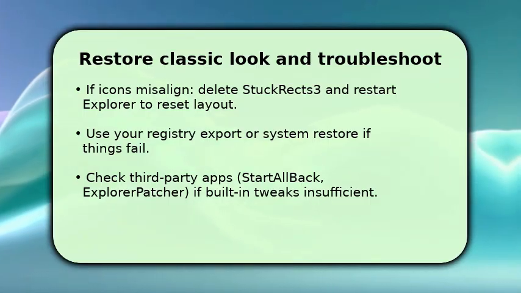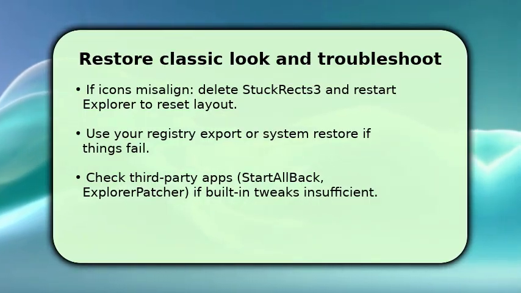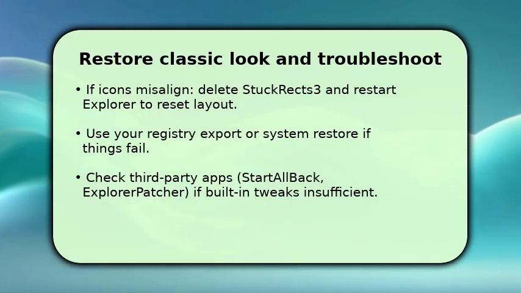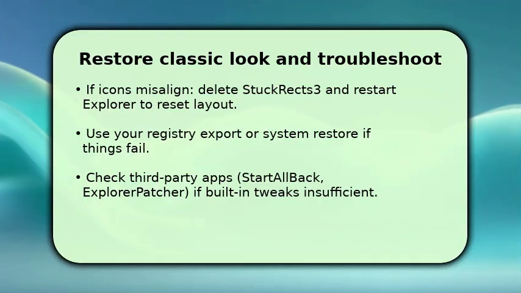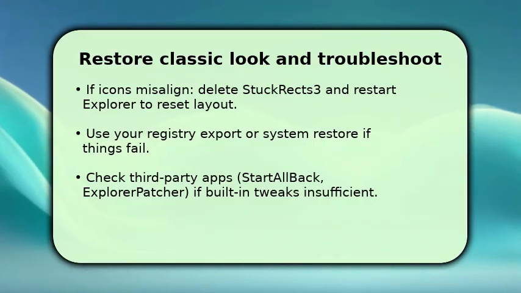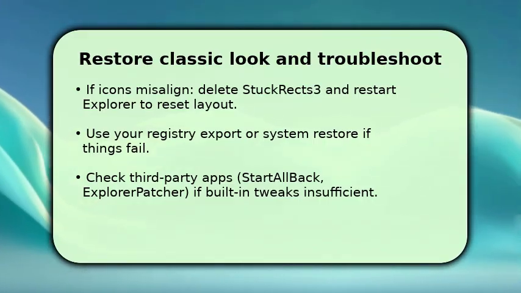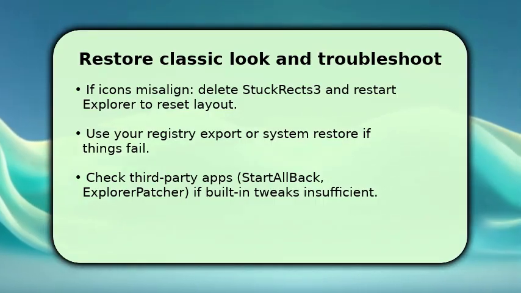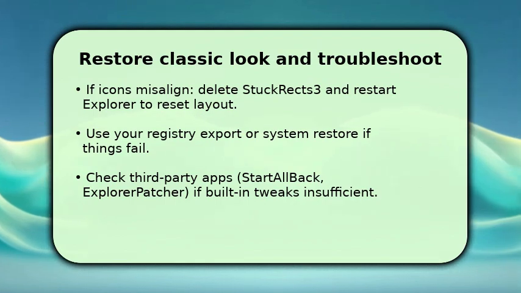If icons misalign or taskbar is unstable, delete StuckRects3 and restart Explorer to reset the layout, then reapply your preferred DWORD values. If the registry edits don't achieve the exact classic look, use your exported backup or a system restore to revert safely. As a troubleshooting tip, try a reputable third-party tool like ExplorerPatcher only if you understand the trade-offs and can undo changes.